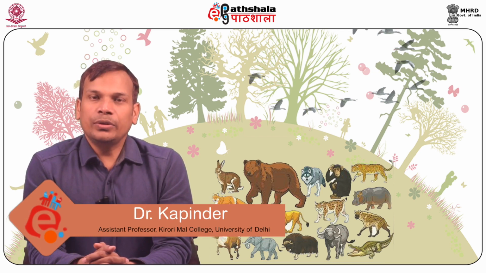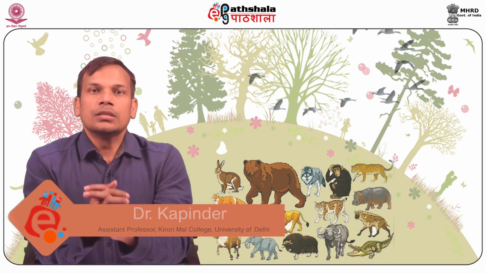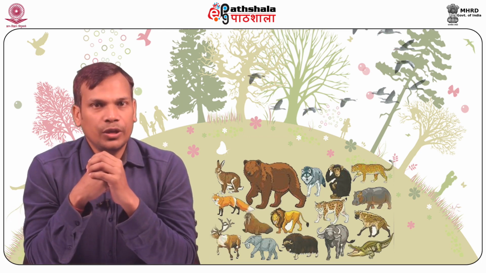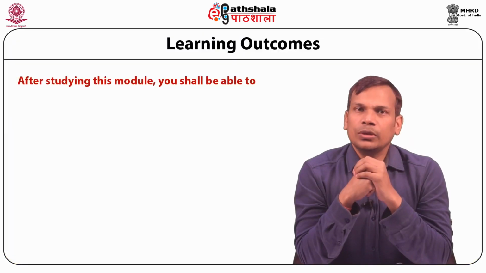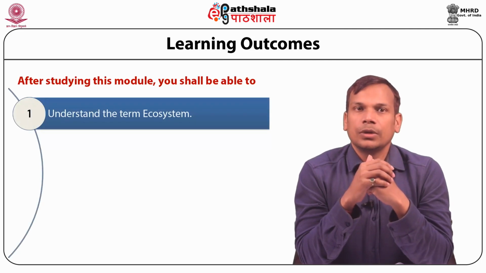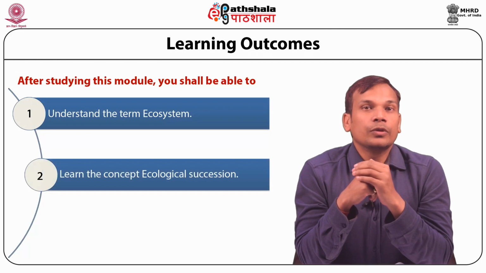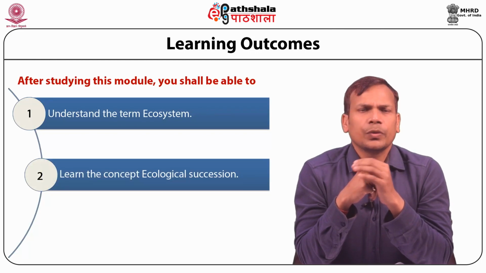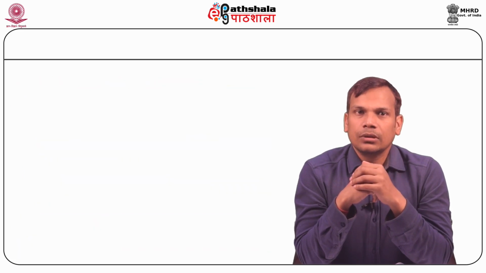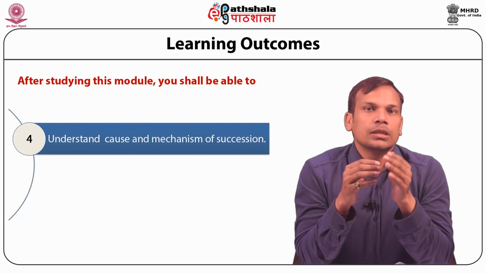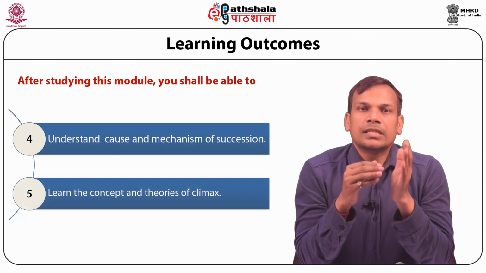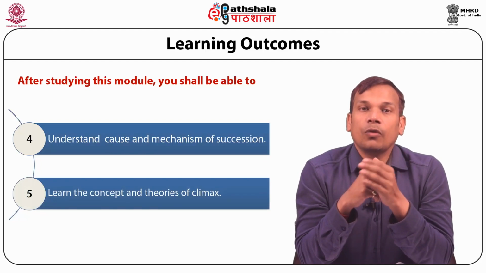Today we are going to discuss a module, Ecosystem Processes 2, Part 1, from the paper Principles of Ecology. After studying this module, you shall be able to understand the term ecosystem, learn the concept of ecological succession, know different types of succession, understand the cause and mechanism of succession, and learn the concept and theories of climax.